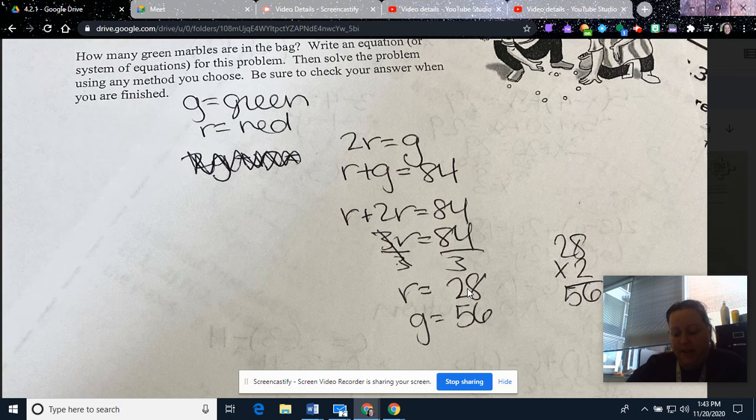Well, if there are 28 red marbles, then I'm going to plug it in. 28 times 2 gives me 56 green marbles.